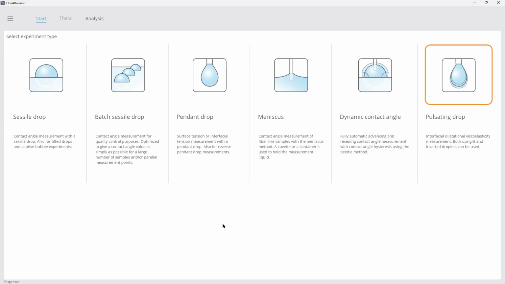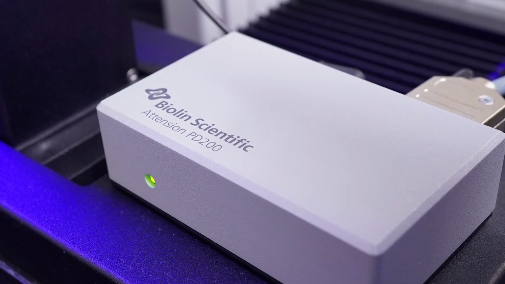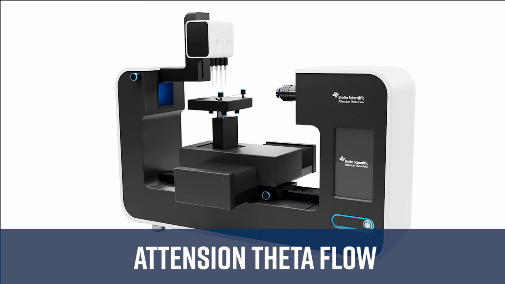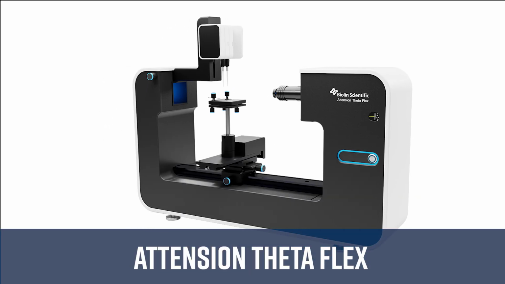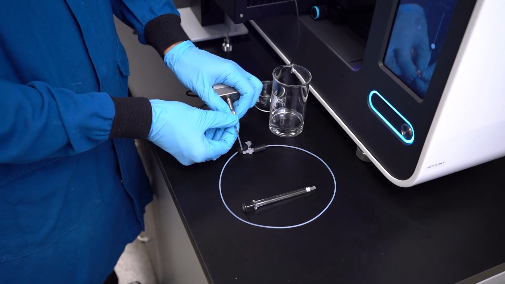Hello everyone, and welcome to the OneAttention software. In this video, I'll show you how to take an interfacial rheology measurement using the pulsating drop mode. I'm using the pulsating drop module, the PD200, with the Theta Flow, but this measurement mode is also compatible with the Theta Flex. Begin preparation by attaching the needle and tubing to the module.